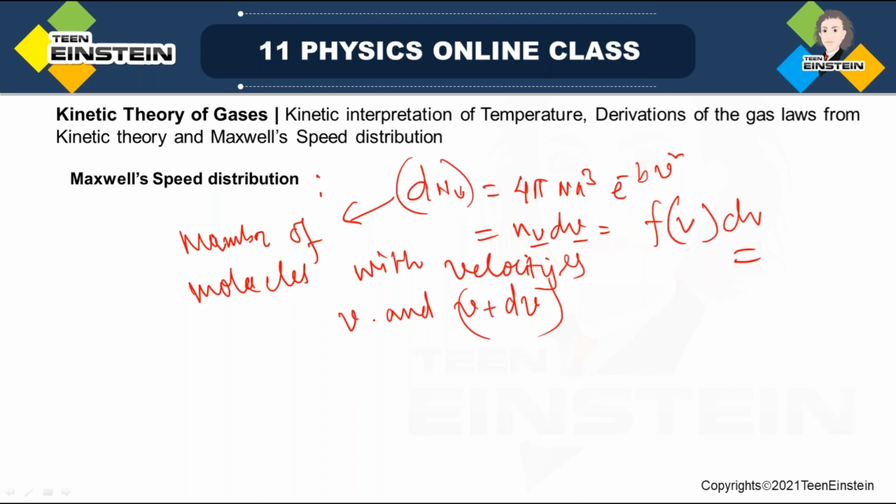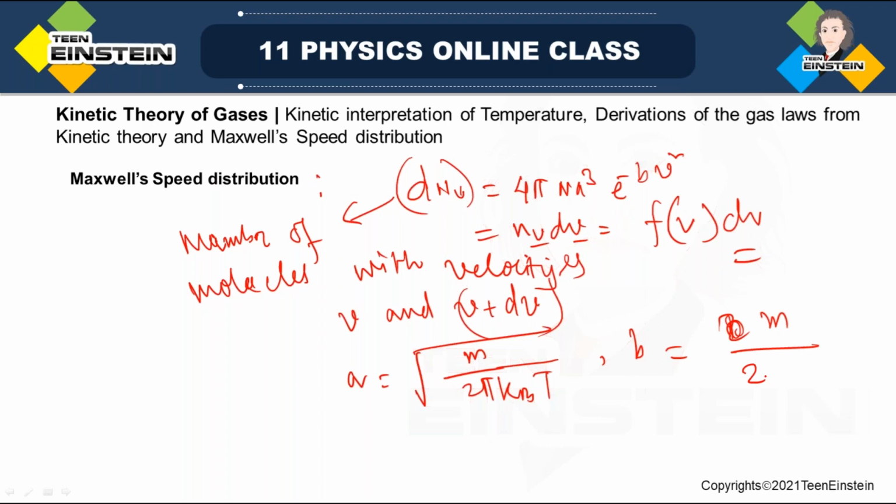Now this a and b are some constants. a is given by (m by 2 pi kB T) and b is m by 2 kB T. Okay, so these are the values. So you can remember this, with velocity how it changes.